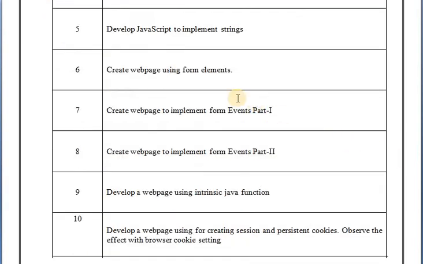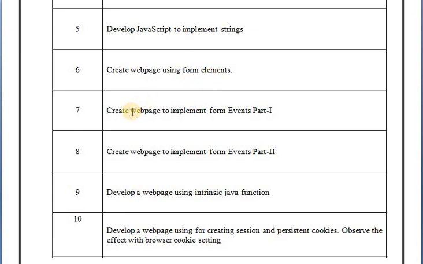Our sixth experiment is to create a web page using form elements. By using form elements we have to create a form with elements like checkbox, option, text area. Related to that, we have to create a web page.